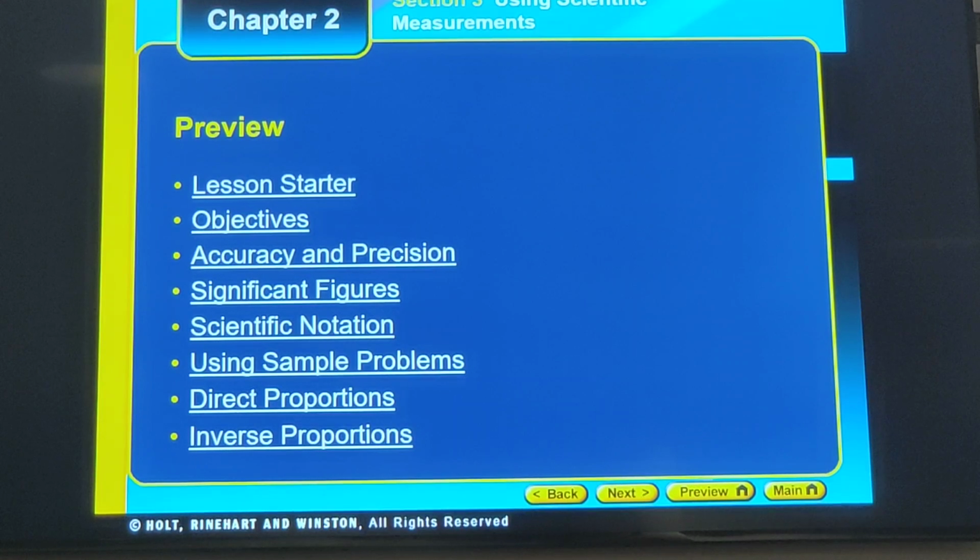Okay, so that takes us to the end of this section. Our worksheet is on the printer, so we'll get it.